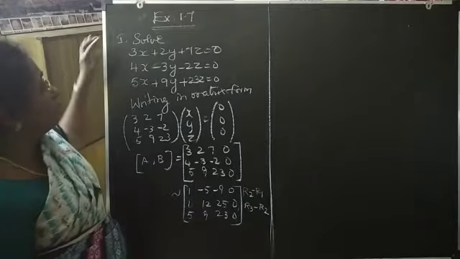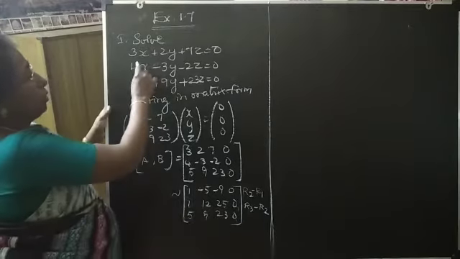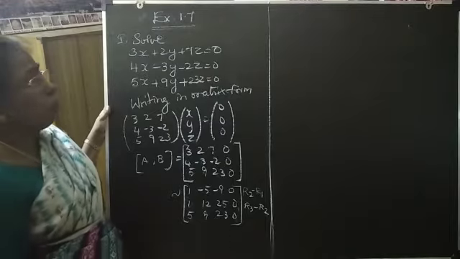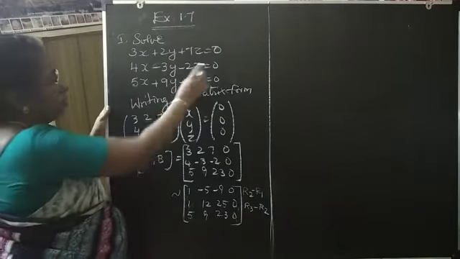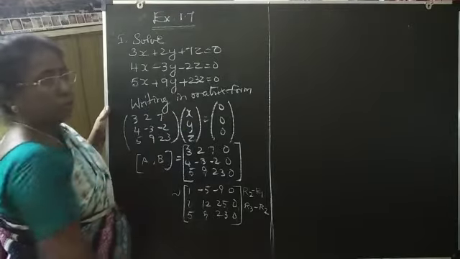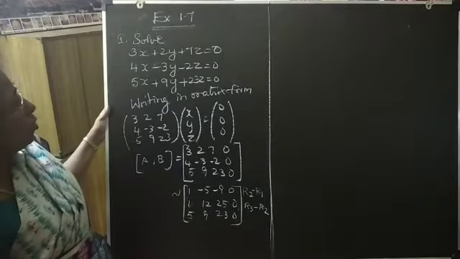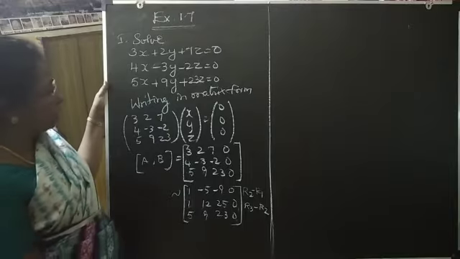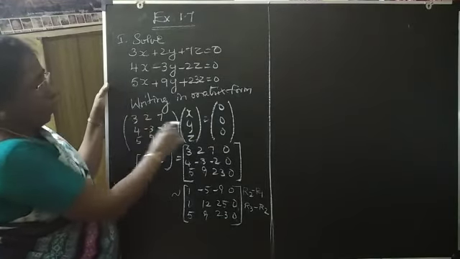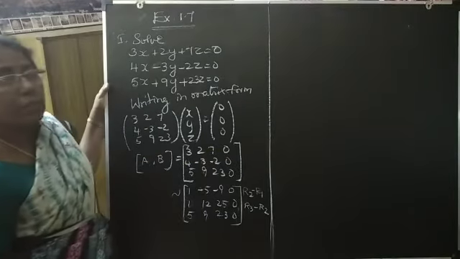In the next exercise 1.7, we are asked to solve the equation 3x plus 2y plus 7z is equal to 0, 4x minus 3y minus 2z is equal to 0, 5x plus 9y plus 23z is equal to 0. Now to solve these homogeneous equations, let us write this in matrix form. Ax is equal to b.